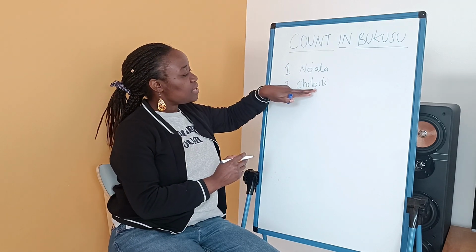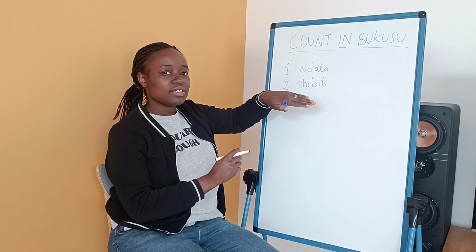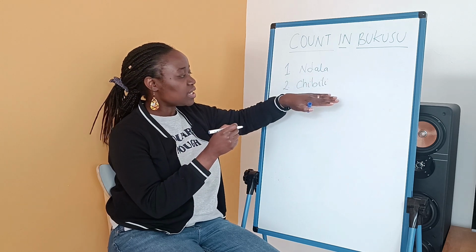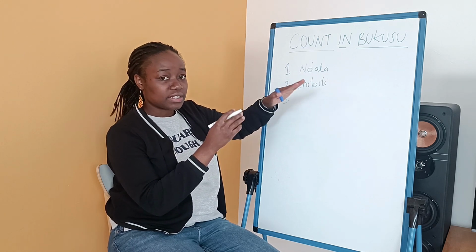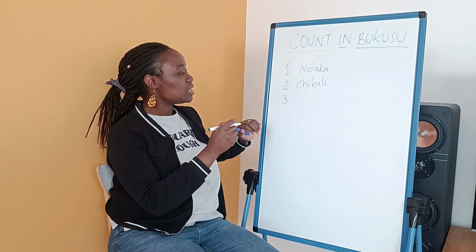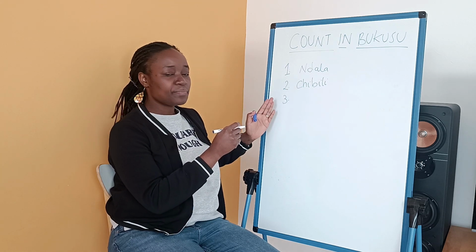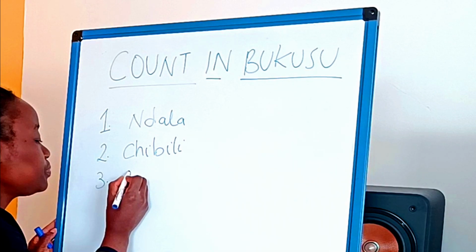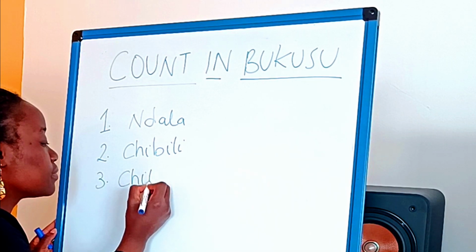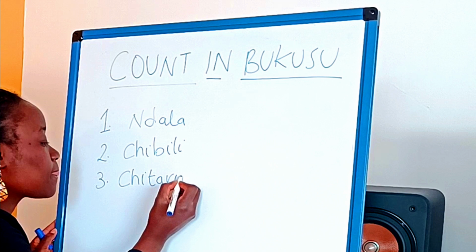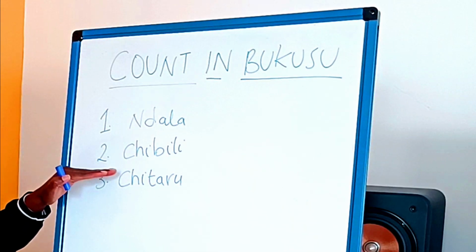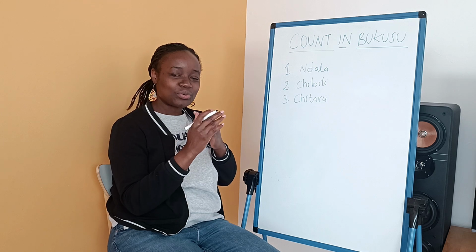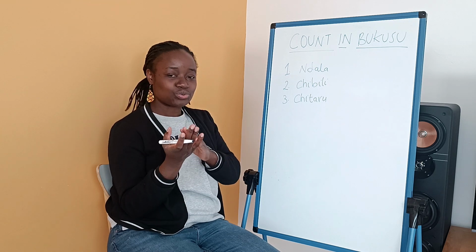So ndala, chibili. The next one is 3, and before I go to 3, Swahili chibili is mbili. So you can see chibili and mbili are similar, they have the same root. So ndala moja, chibili mbili, that is in Swahili. Tatu, or rather 3, is tatu in Swahili, and it's chitaru. Ndala, chibili, chitaru. Chitaru is 3 and it's tatu in Swahili.